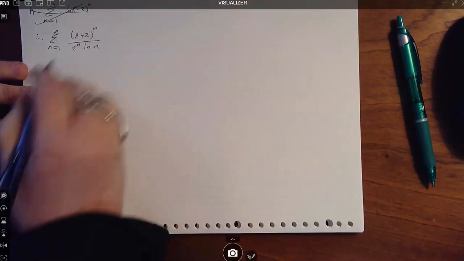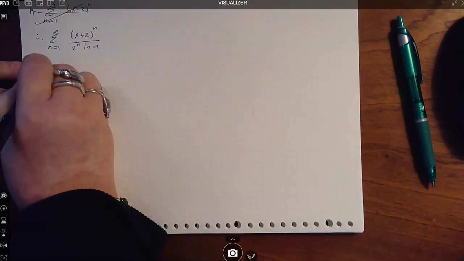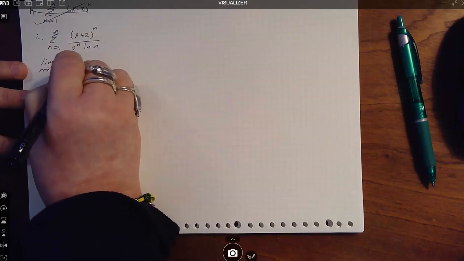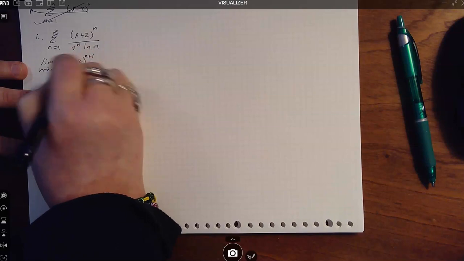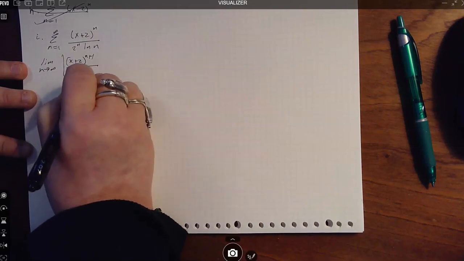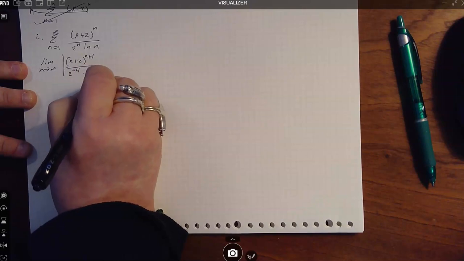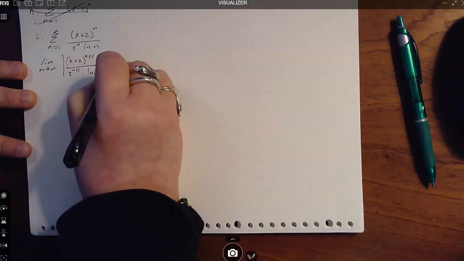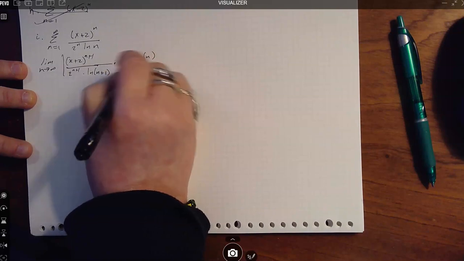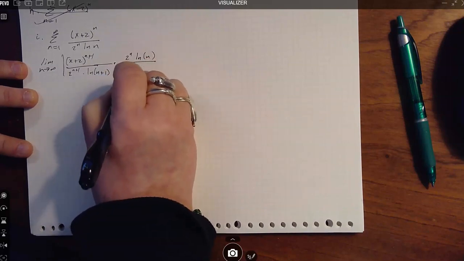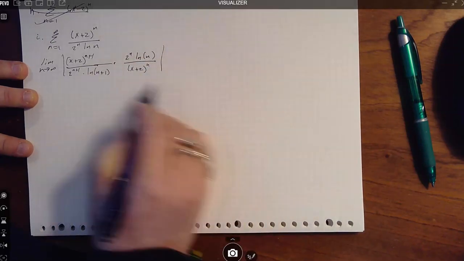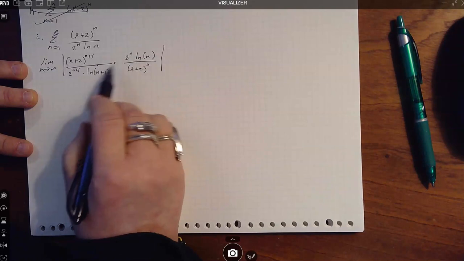What the hey? Okay, so let's try this. We've got the limit as n goes to infinity. I have x plus 2 to the n plus 1 over 2 to the n plus 1 times the natural log of n plus 1, times 2 to the n natural log of n over x plus 2 to the n. I need to figure out what this does.